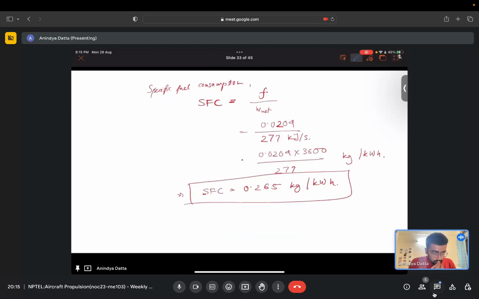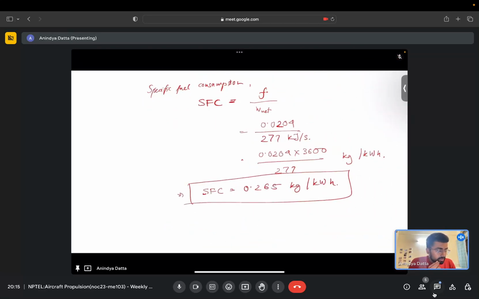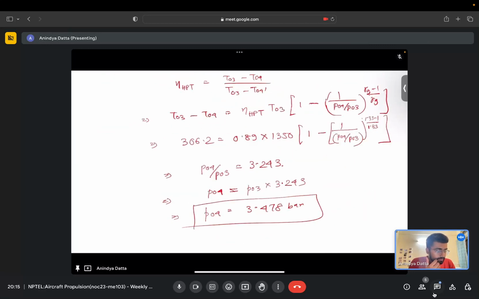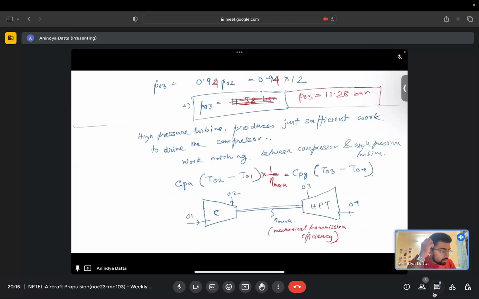The important part here is the work matching between the compressor and the high pressure turbine. This was an important equation that we need to see, and this part will come up again often when we do the next set of modules, on problems on aircraft engine propulsion. So any doubts in any part of this problem, we can address that.